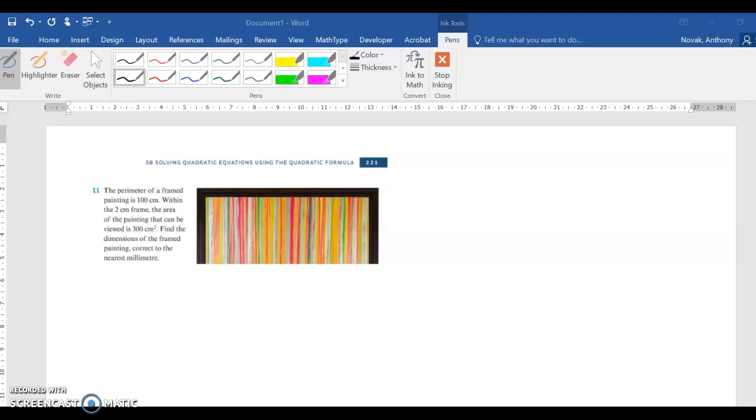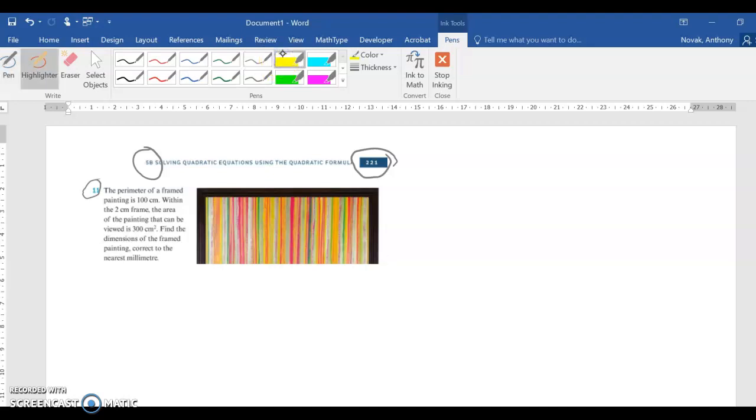Hi, I was asked by a student to help him with question 11. It's out of exercise 5B, on page 221. It's question 11, and yes, it is a challenging question. So let's have a look at what we need to consider.